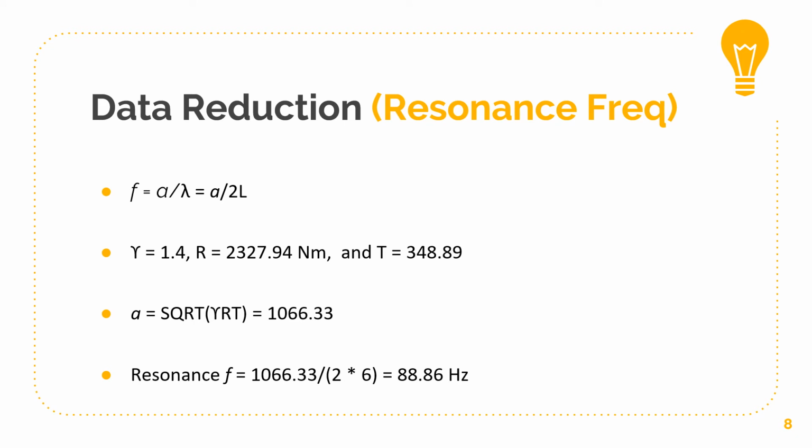As you can see, the equations on the screen were used to determine different properties and to reduce the data into some meaningful data that can be interpreted. We used a relationship between the amplitude and the frequency, and then through that we found the resonant frequency of the Rijke tube, which is determined to be around 88.86 Hertz.